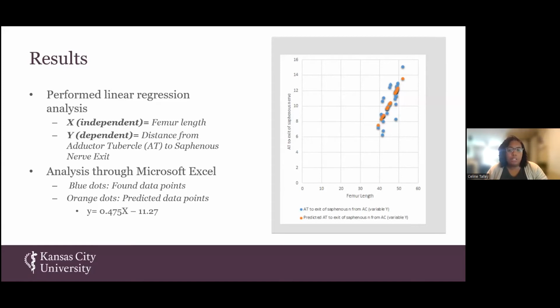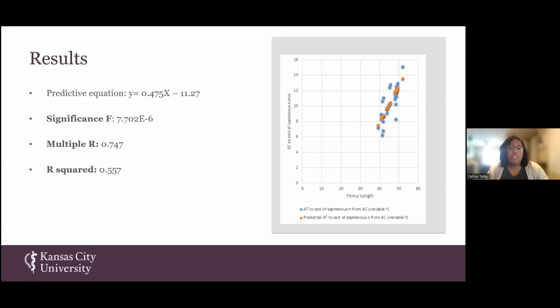I do want to note visually that this is a pretty promising looking predictive model, but numbers tend to tell a more concrete story. So the significance F of this was 7.702 to the -6 power, meaning that there is a statistically significant linear regression model or scatter plot.